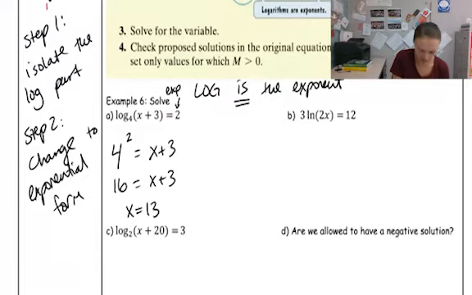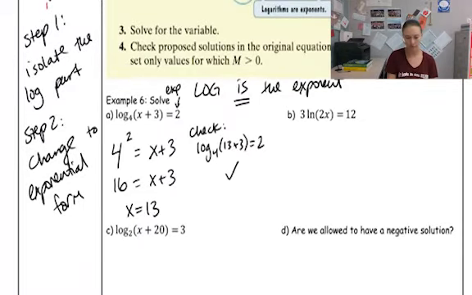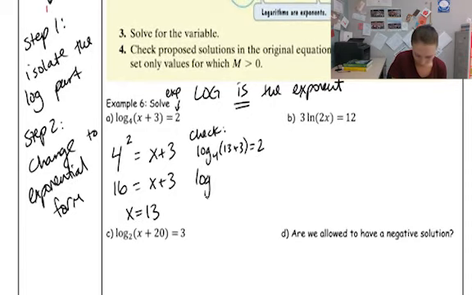So we need to make sure that my answer still holds true for that property. So if I check this, I need to make sure plugging 13 in for the x isn't going to make that argument of the log 0 or negative. So log base 4 of 13 plus 3 equals 2. We're good to go. That's log base 4 of 16 equals 2, and 4 squared is 16, so that checks out just fine.